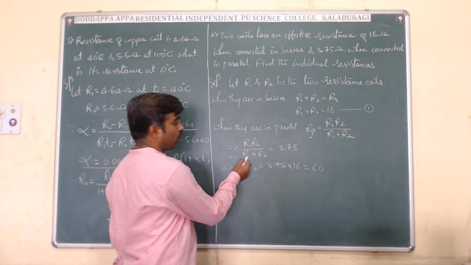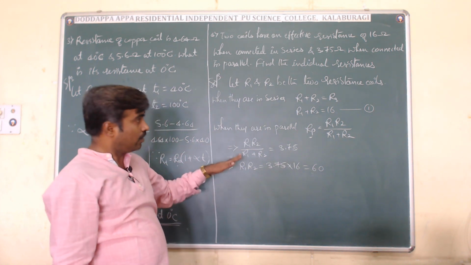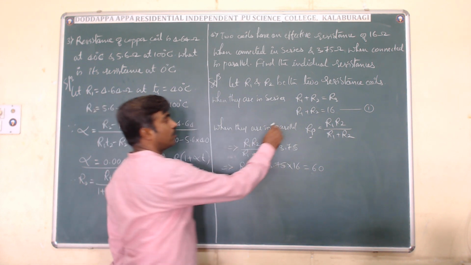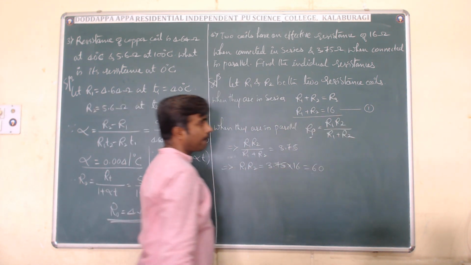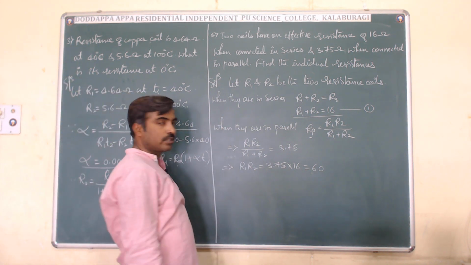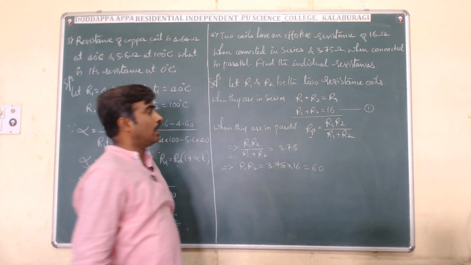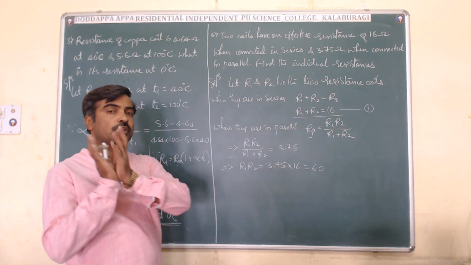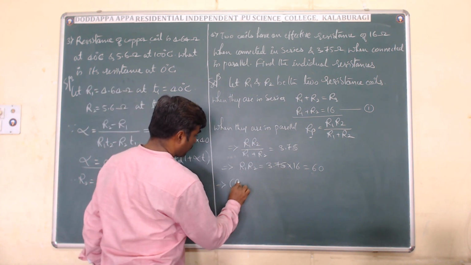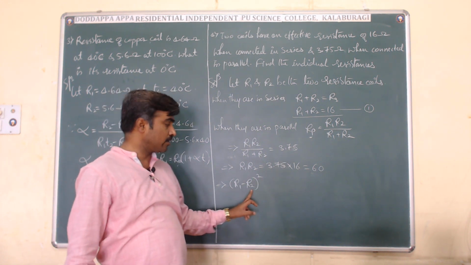Okay, cross multiplying, R1 into R2 is 60 and R1 plus R2 is 16. Now R1 and R2 still have to be calculated separately. We have one equation, R1 plus R2 is equal to 16 ohms, but using only these data we can't calculate them. Hence I will go to the basic formula, A plus B whole square, which you might have studied. So I will take R1 minus R2 whole square.